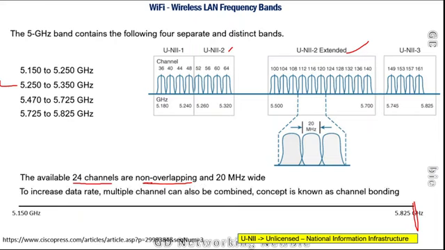Now, to increase the data rate, multiple channels can also be combined, and this concept is known as channel bonding. For example, one channel is 20 megahertz, and if you want more bandwidth, then we can combine two channels with each other. In this way, we can have 20 plus 20, which means a 40 megahertz wide channel for transmission and reception. So channel bonding is a concept where we combine these channels together.